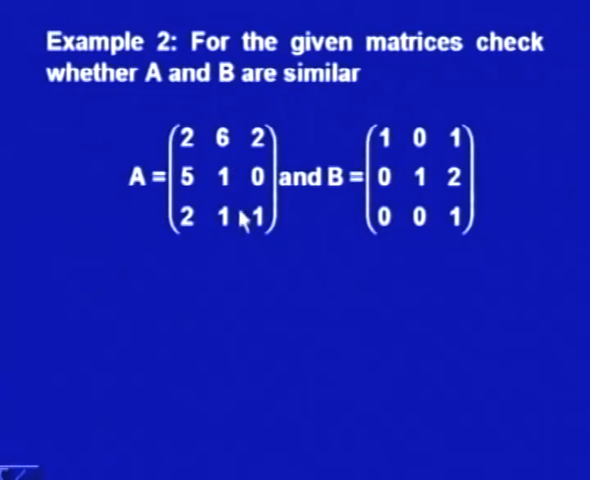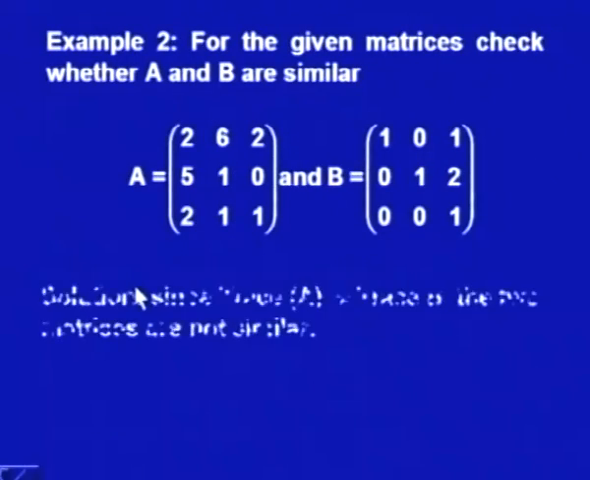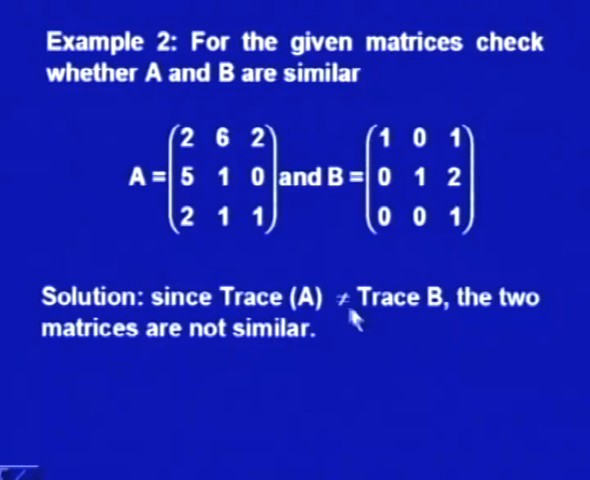In this example, I have been given 3 by 3 matrices. Trace A is not equal to trace B. Let us check. Trace A is 2 plus 1 plus 1, the sum of diagonal elements, it is 4, and trace B is the sum of diagonal elements as 3. So trace A and trace B are not equal, and one can conclude that the matrices are not similar.